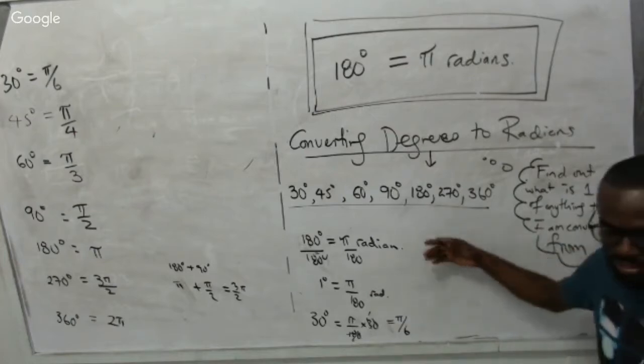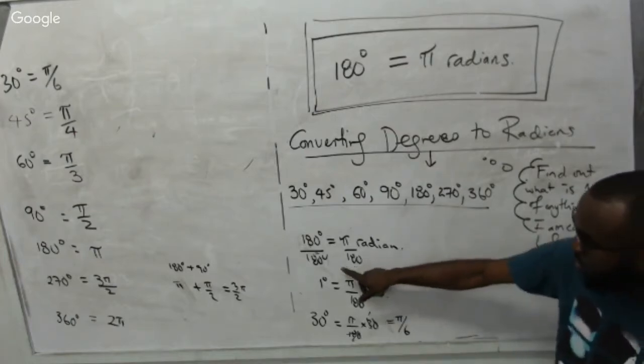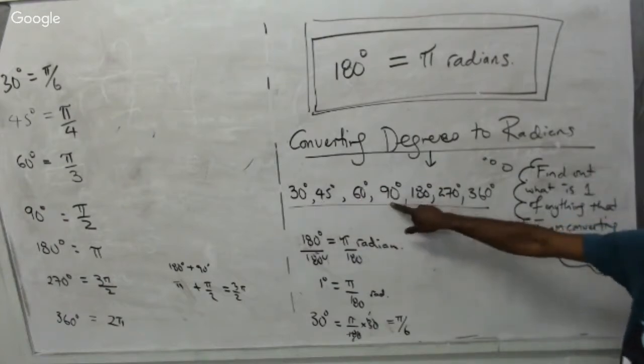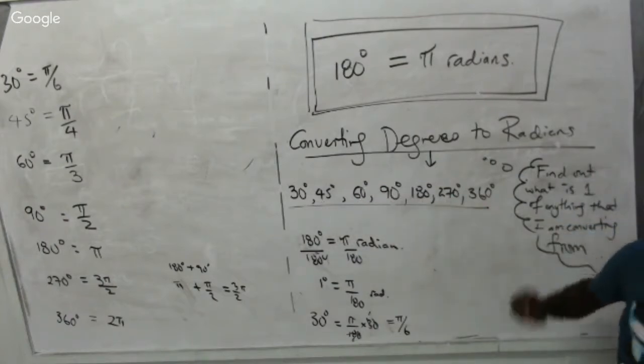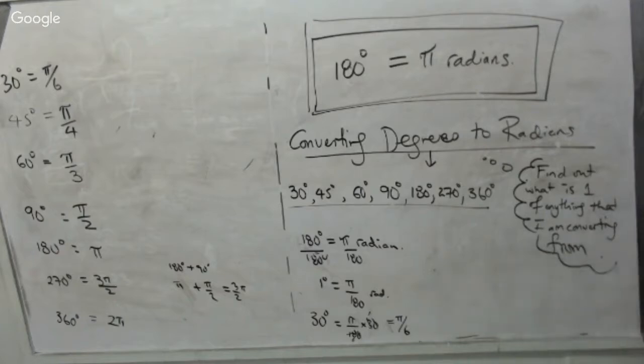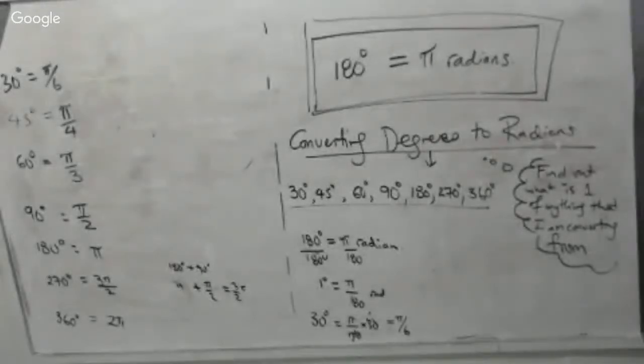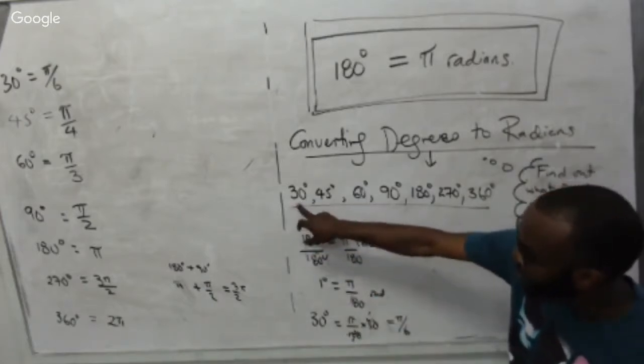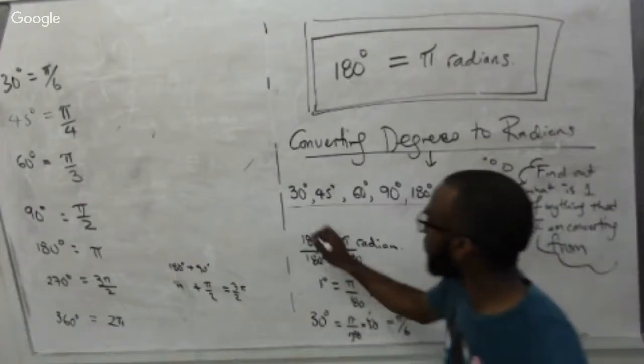Then I need to be able to use it to find what is 30 degrees, 45 degrees, 60 degrees, 90 degrees, 180, 270, 360. So all I'm doing is trying to find how much radian makes 30, 45, 90, and so on, right? I was saying I need to first convert 180 degrees.